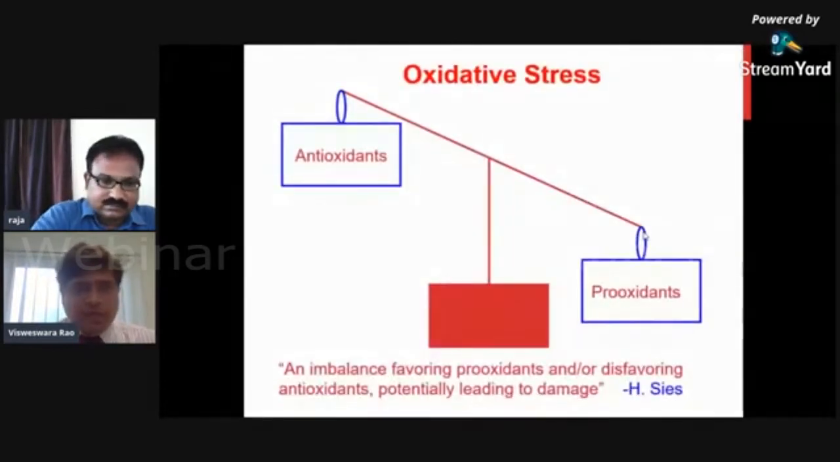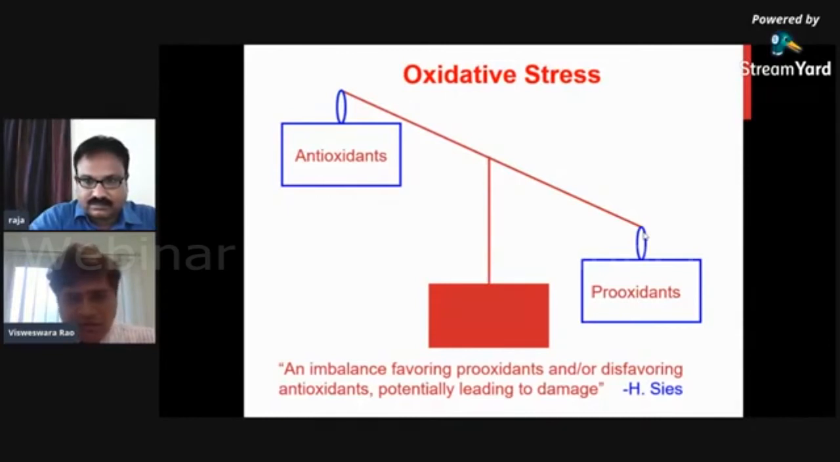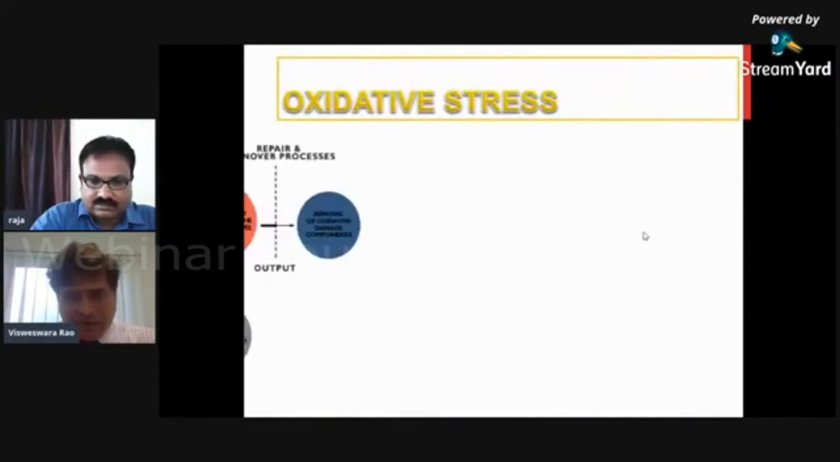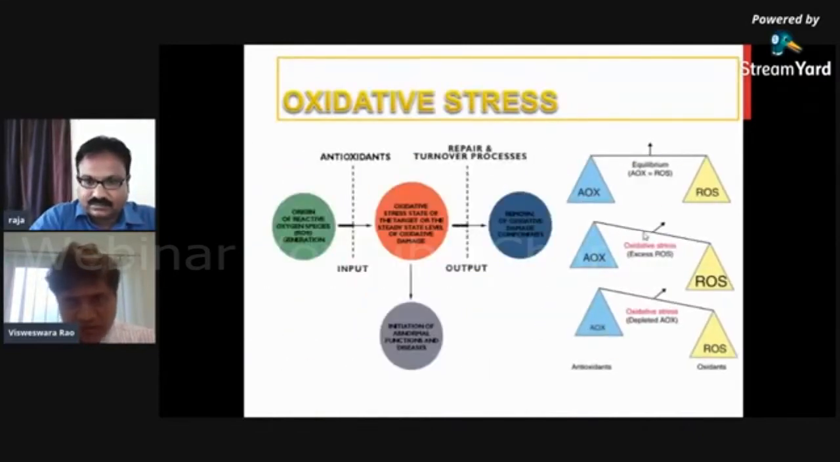So this is how it looks, antioxidants and pro-oxidants. So an imbalance favoring pro-oxidants or disfavoring antioxidants. This is how, usually when pro-oxidants are more, the stress will be high in the cells. You can observe different types of pictures here.